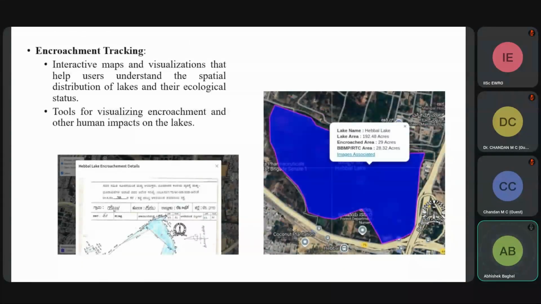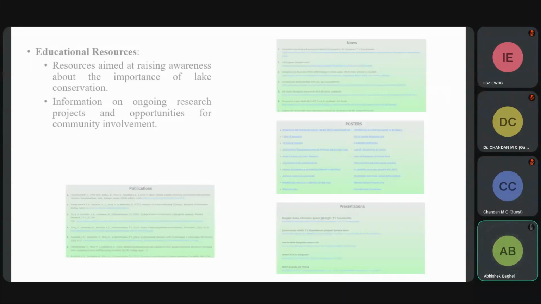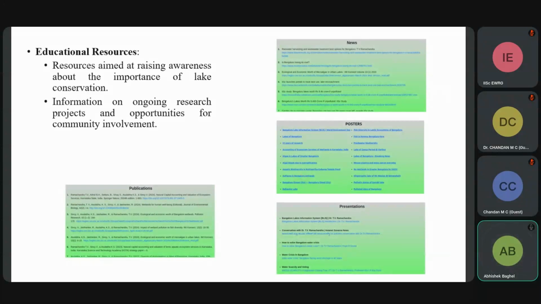Secondly is the encroachment data, where you can see how much data is encroached in Hebbal Lake. The Hebbal Lake area is 192.48 acres. The encroached area is 29 acres, whereas the government records say it is 28.32 acres. So this is the government data record file also, it's present. Next is the educational resources. You can see the news, posters, presentations, publications.